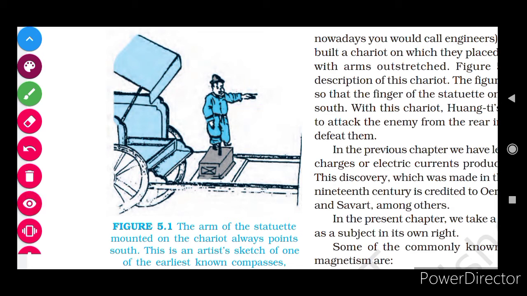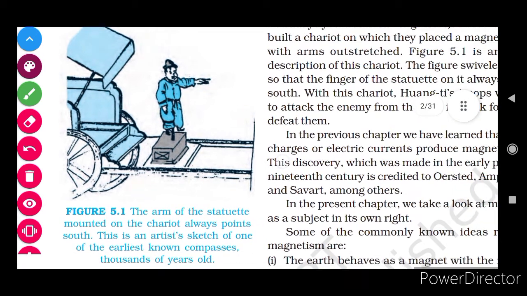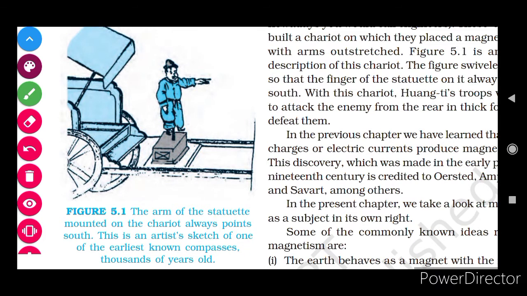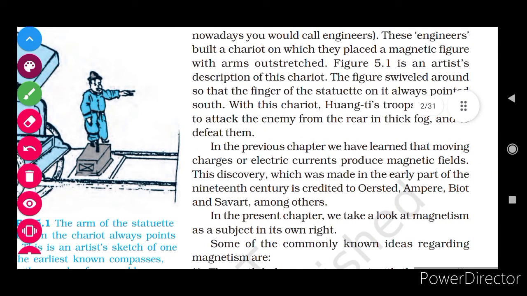So we know how important the magnet is. There are many more properties that we will discover. This is a very important and basic property, and you can see how important it has been in history. The figure swiveled around so that the finger of the statuette always pointed south. Sorry for the pronunciation if I'm wrong.